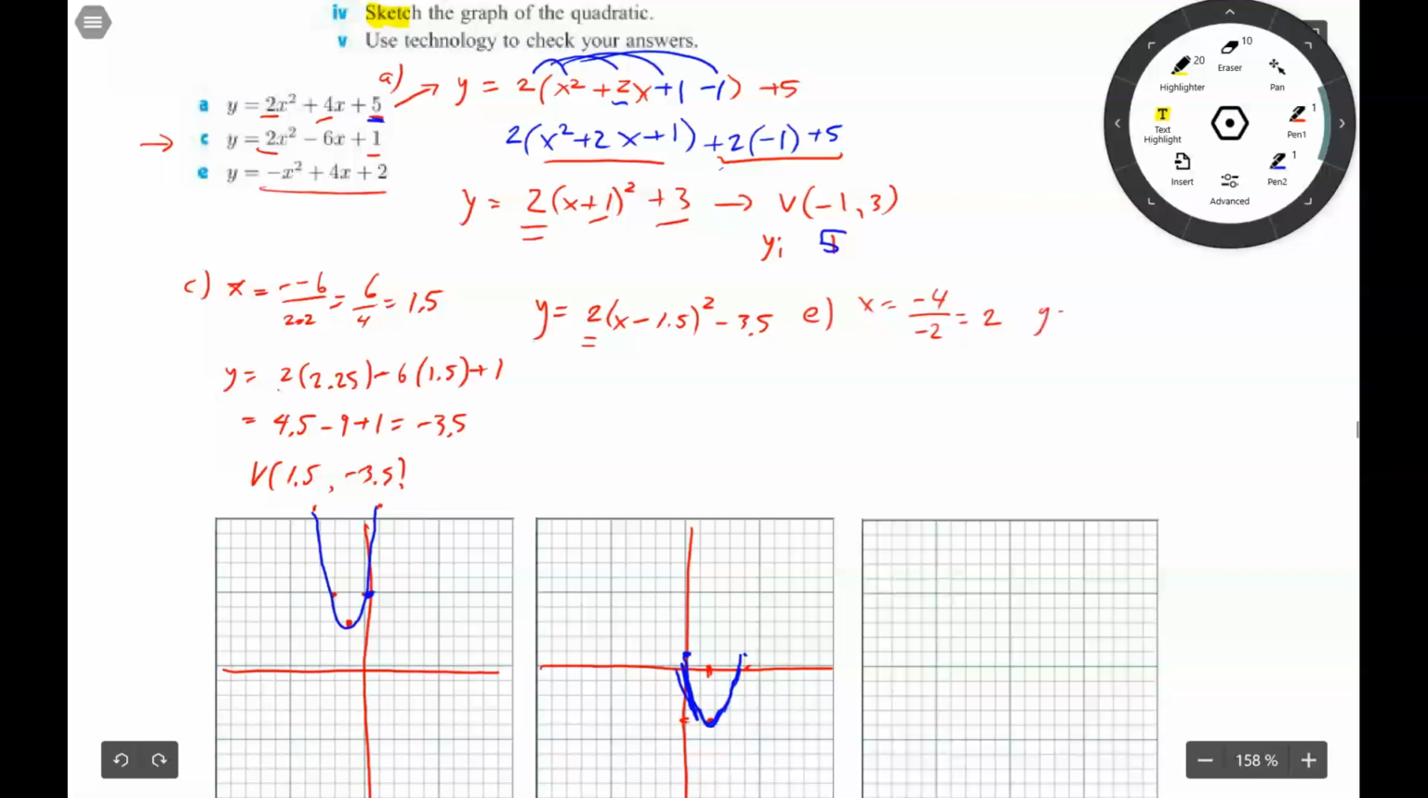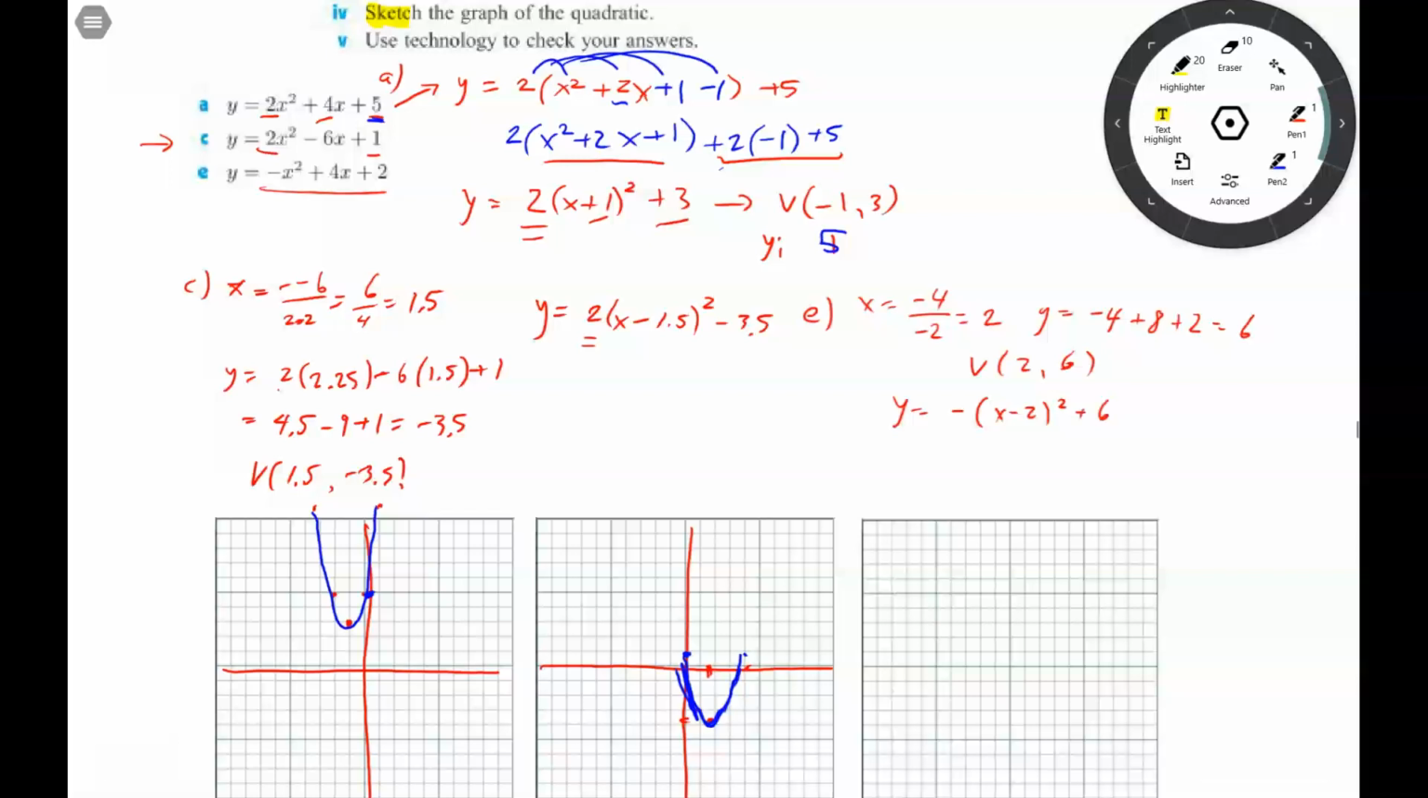The y value would be equal to negative 2 squared, which is negative 4, plus 4 times x, which would be plus 8, plus 2. So I got 10 minus 4, which is positive 6. So our vertex is going to be 2 comma 6. And our vertex form is going to be negative, because our a value is negative, x minus 2 squared plus 6.